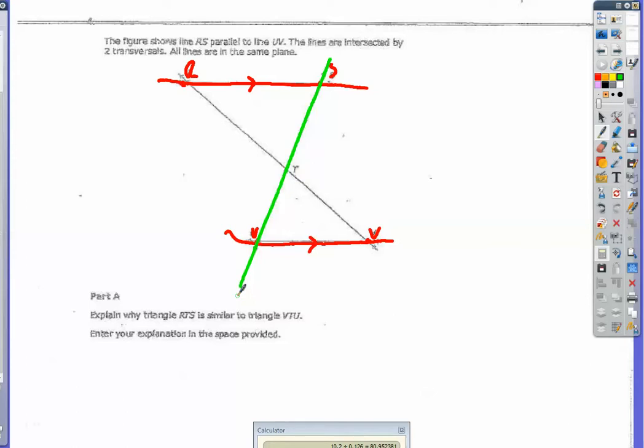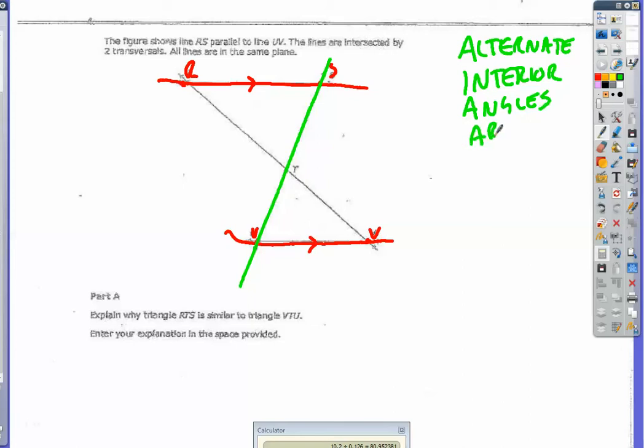We know that alternate interior... I don't remember the rest. Angles. Oh, I got it. Are congruent. Is it E or A? It's E. Okay. I'm hooked on phonics. All right.